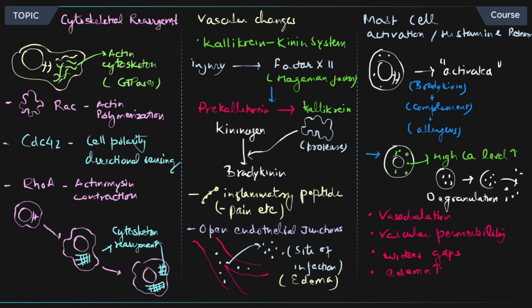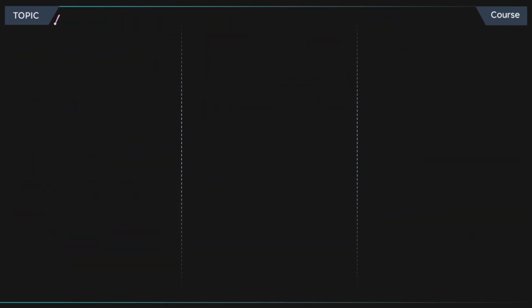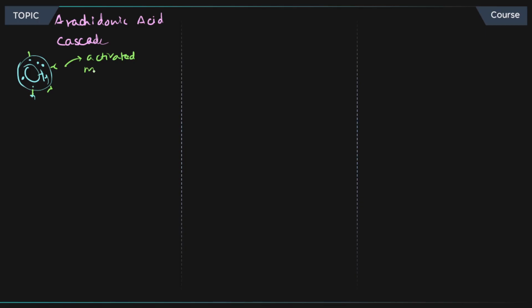Okay, so now let's move on to the next part. All right, now let's talk about another cascade, which is the arachidonic acid cascade. It's a really important pathway in inflammation, and that is also linked with mast cells. So let's draw the mast cell right over here. Whenever there is this activated mast cell, which we already understood how it got activated, it is going to release a molecule called phospholipase A2. This is going to target the membranes. Let me write it down, phospholipase A2. This enzyme is going to target the lipids in the membrane.